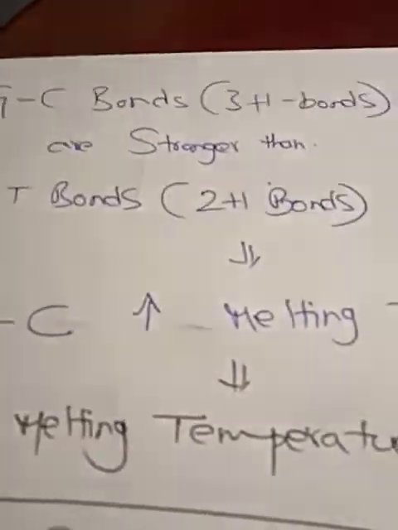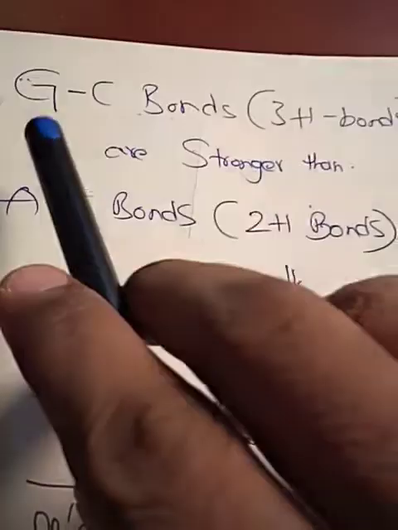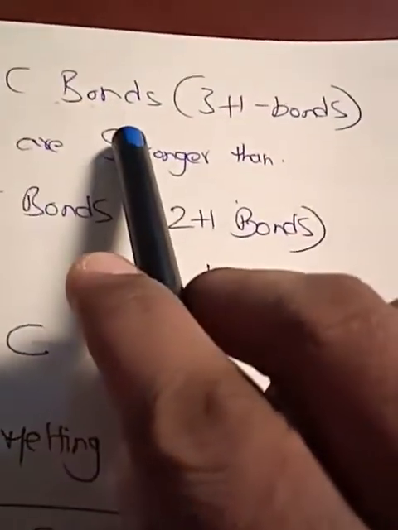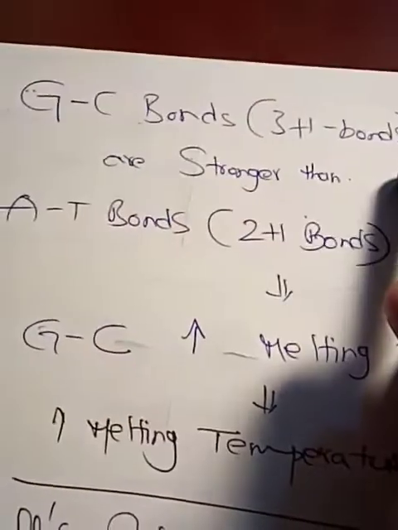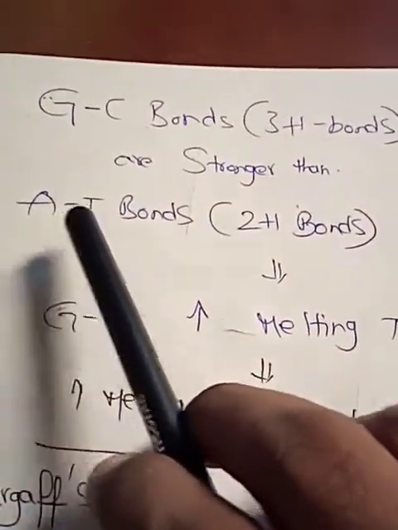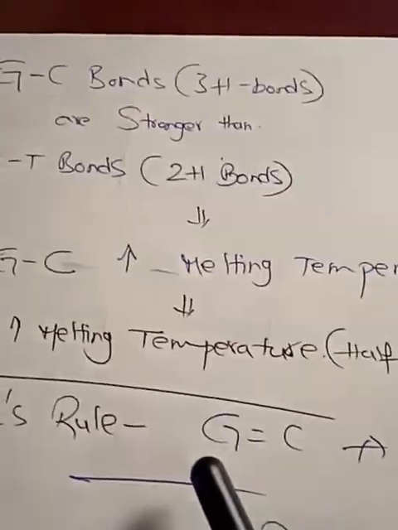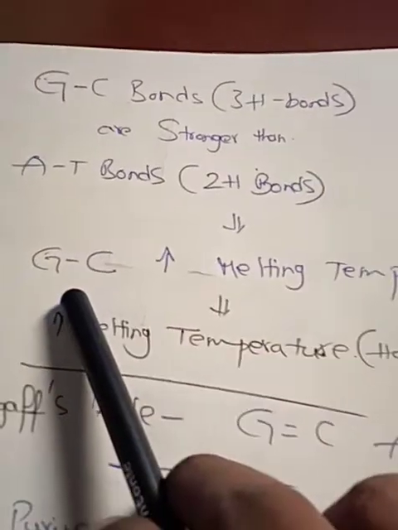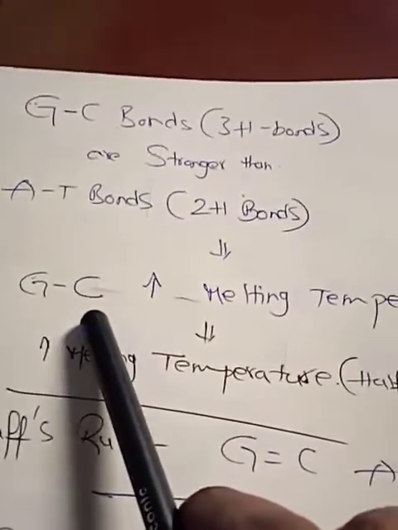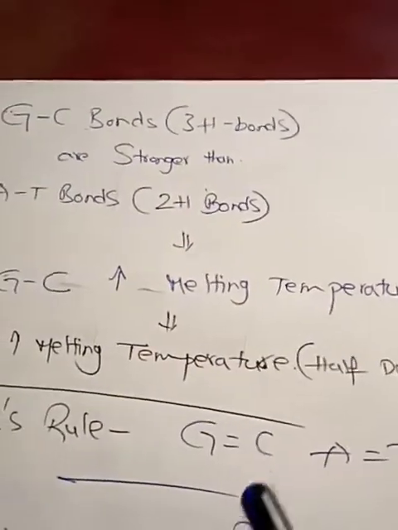We will discuss purines and pyrimidines. You should all know that the guanine-cytosine bonds have 3 hydrogen bonds. They are stronger than adenine-thymine bonds, which have only 2 hydrogen bonds. That is the reason whenever guanine-cytosine is rich, it will increase the melting temperature.